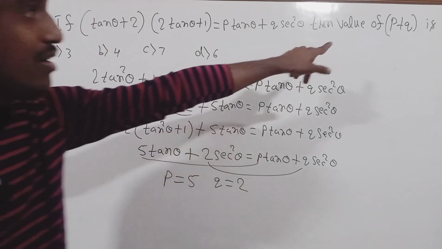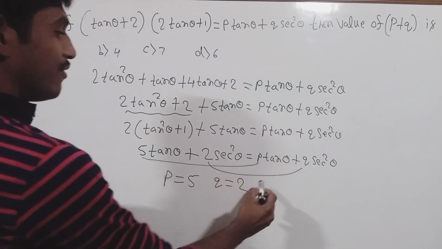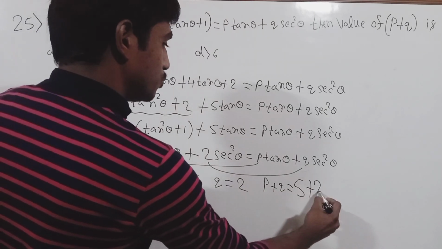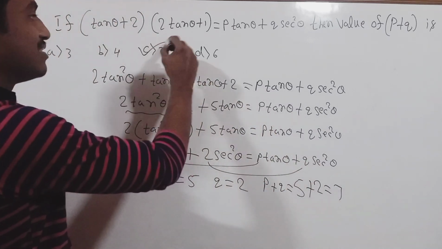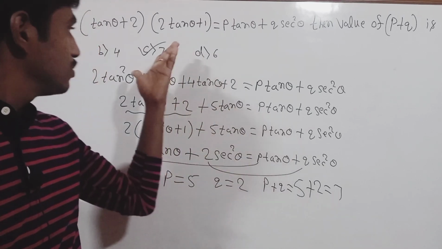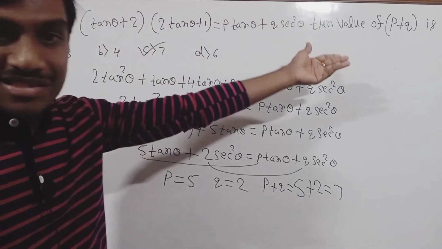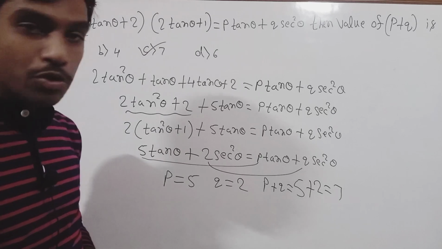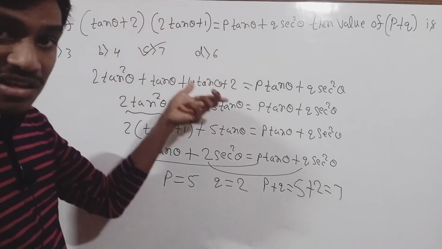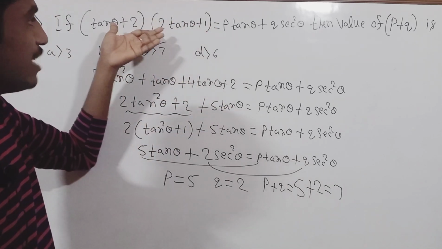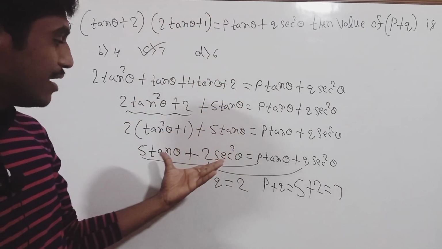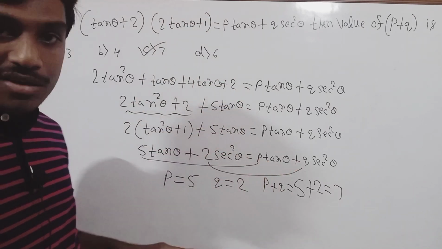In the question they have asked P plus Q, so the value of P plus Q will be 5 plus 2, which is equal to 7, which is option C. In the same problem, if they ask P minus Q, you just subtract 5 minus 2, the answer will be 3. So the same question they can ask any value, but this is how we do it. So when you get a question like that, the best option is to go for the equation, that is we will try to compare the LHS with the RHS like this. So we will try to do that and equate here, then we get the value of P and Q.